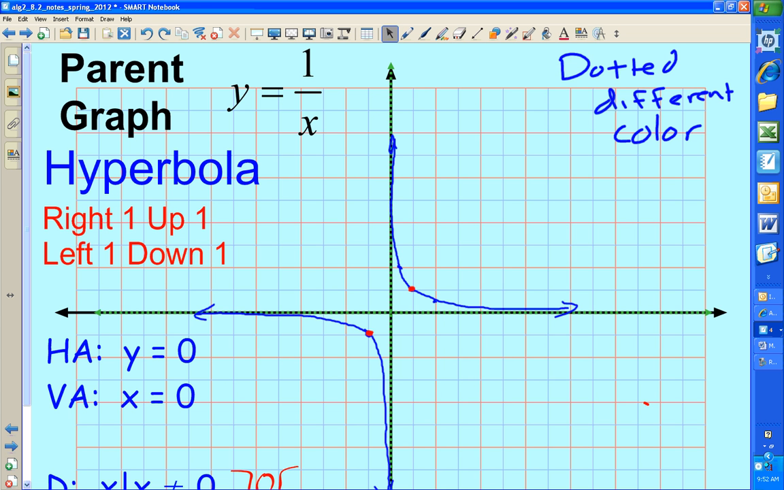If you plug in a 1 for x, what's y? 1. Right 1, up 1. If you plug in a negative 1 for x, what's y? Negative 1. That's why we go left 1, down 1. In the parent graph, if I go right 2, I go up 1/2. If I plug in a 3, it would be right 3, up 1/3. If I plug in a 4 for x, right 4, up 1/4.